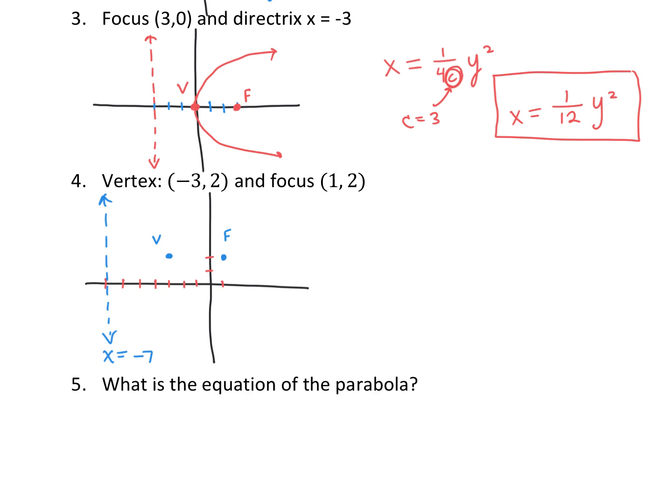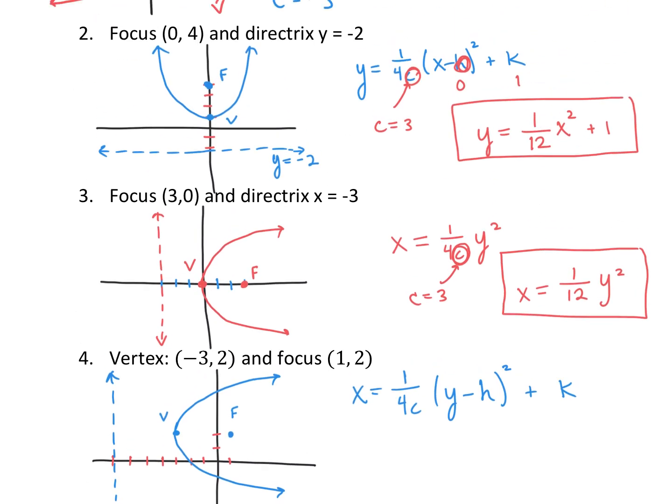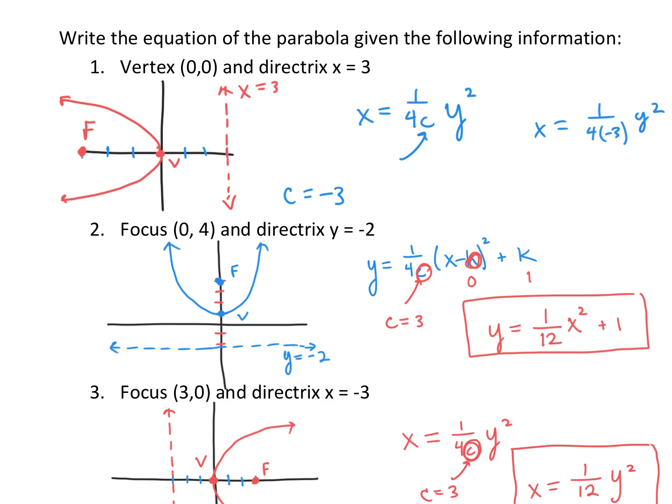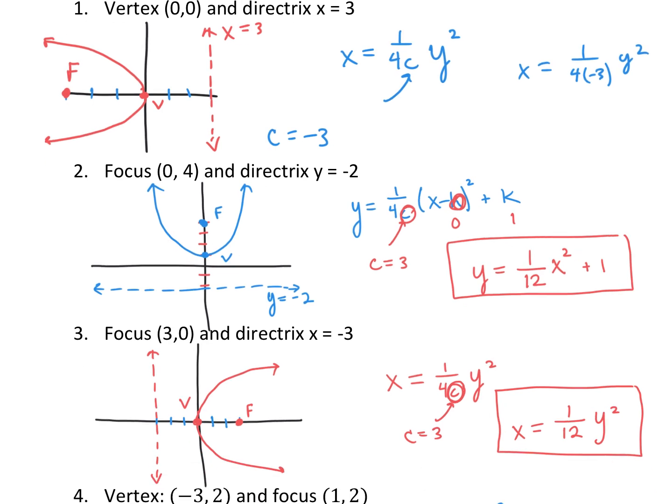All right, so we said this parabola is opening to the right so that that focus is on the inside. Okay, so parabola opening to the right is going to be an x equals parabola. We got 1 over 4c, and then because our vertex shifted, we're going to have y minus h squared plus k. Okay, thought I missed a squared on one of those, but nope, we're good.